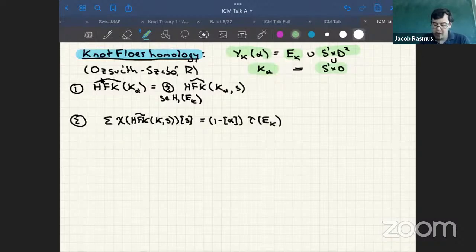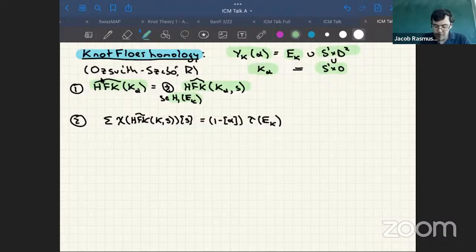Okay, and so again, there's a decomposition into spin-C structures. HFK hat of K_alpha is some F2 vector space. It breaks up as a direct sum. And now the set of spin-C structures is in bijection with H_1 of E_K. If I have a knot in S3, then that's just Z.